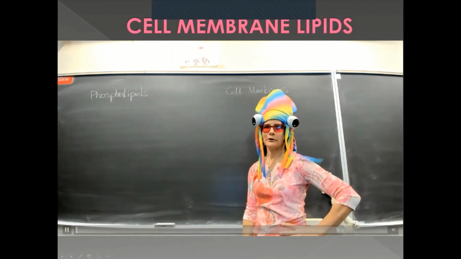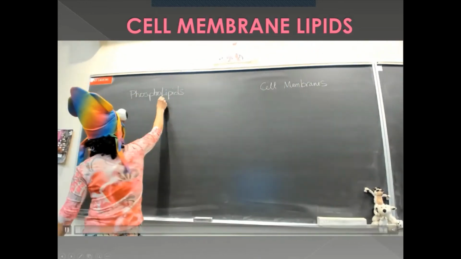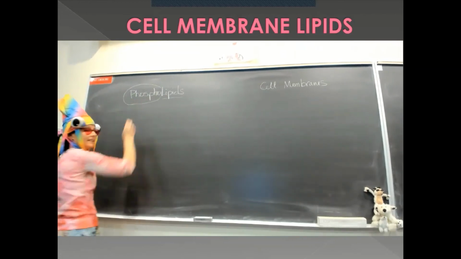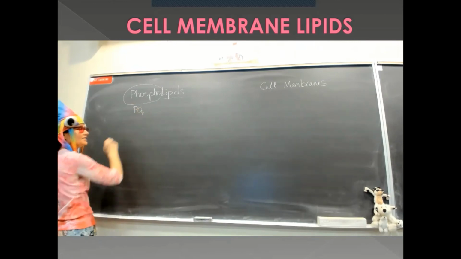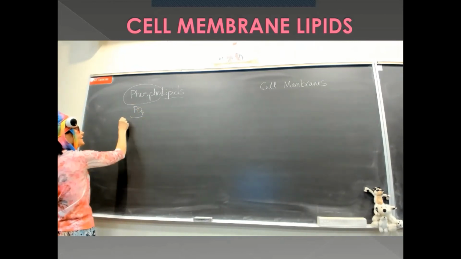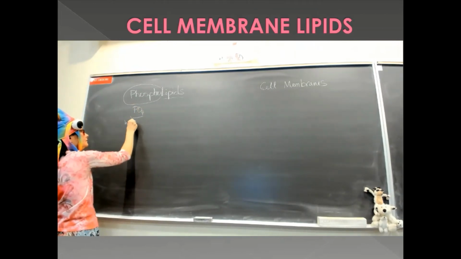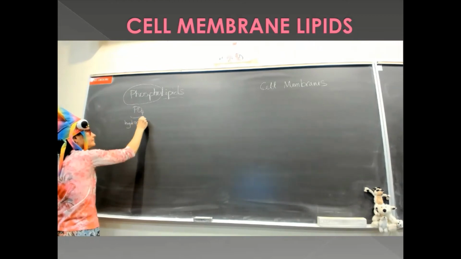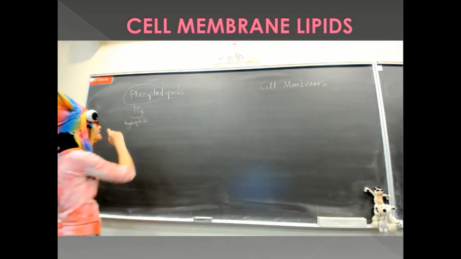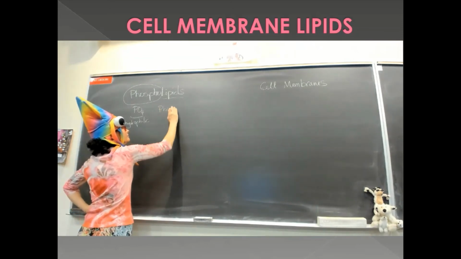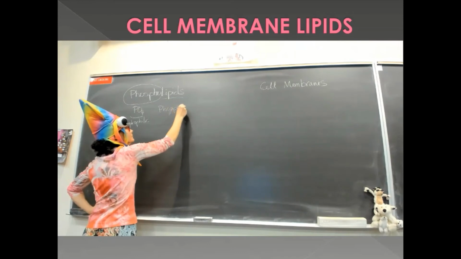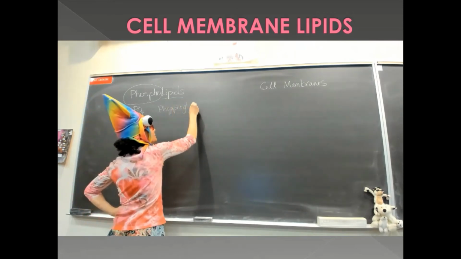All right, review phospholipids. So, a phospholipid is a lipid with a phosphate. So, a phosphate is a P with four oxygens. This is going to be very hydrophilic. There are two types of phospholipids. There is a phosphoglyceride or a phosphoglycerolipid.